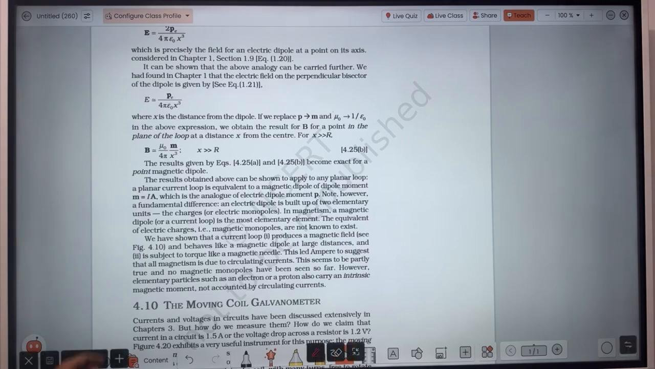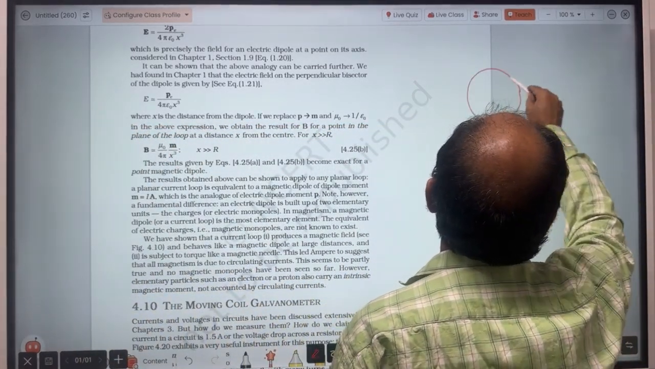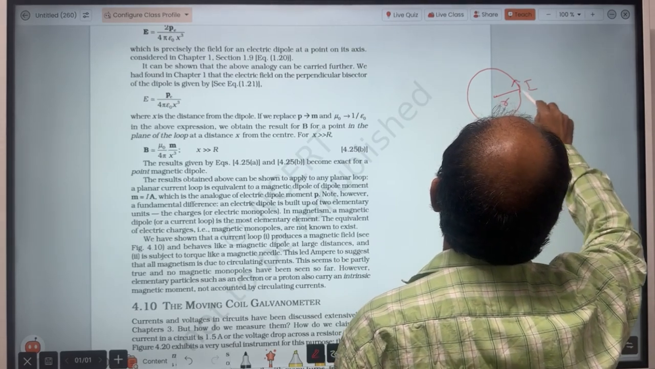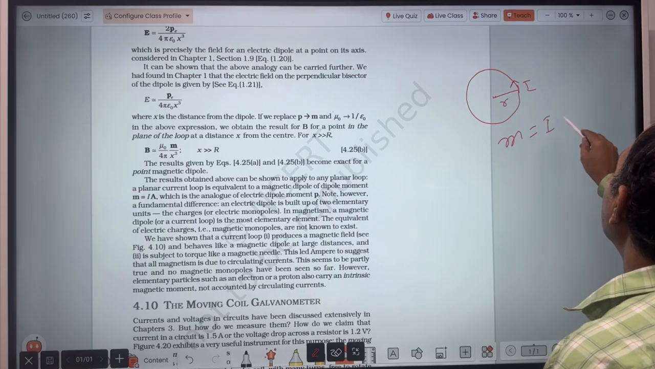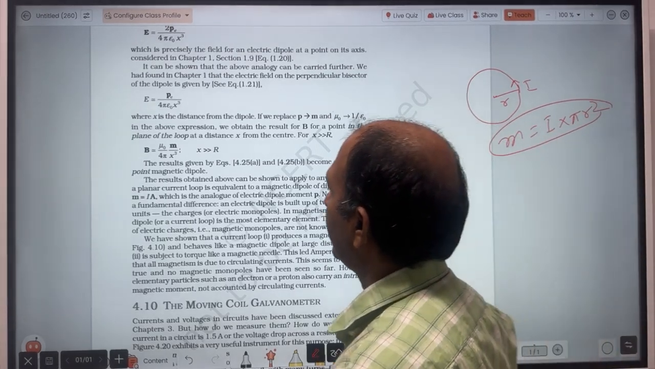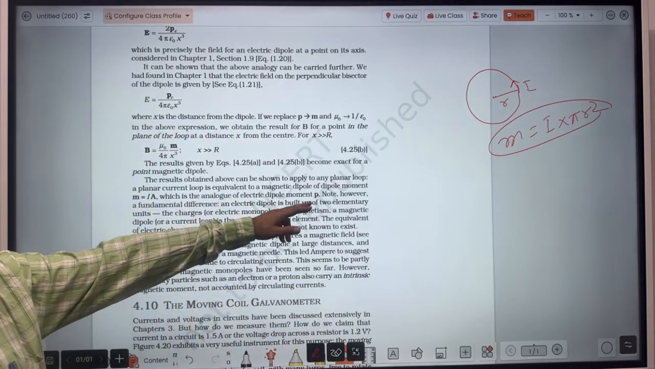You have to understand this, because some numerical questions will be given to find the magnetic moment. If R is given and I is given, how will you proceed? You will find M equal to I times pi R square, right? So M equal to IA, which is the analog of the electric dipole moment P.